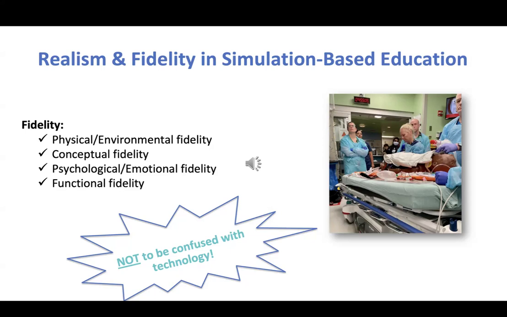Functional fidelity is the degree to which the equipment used during the simulation responds to the participant's actions. Using a static ventilator, for example, would offer very low functional fidelity compared to using a working ventilator, especially if your simulation scenario requires a ventilator alarm.